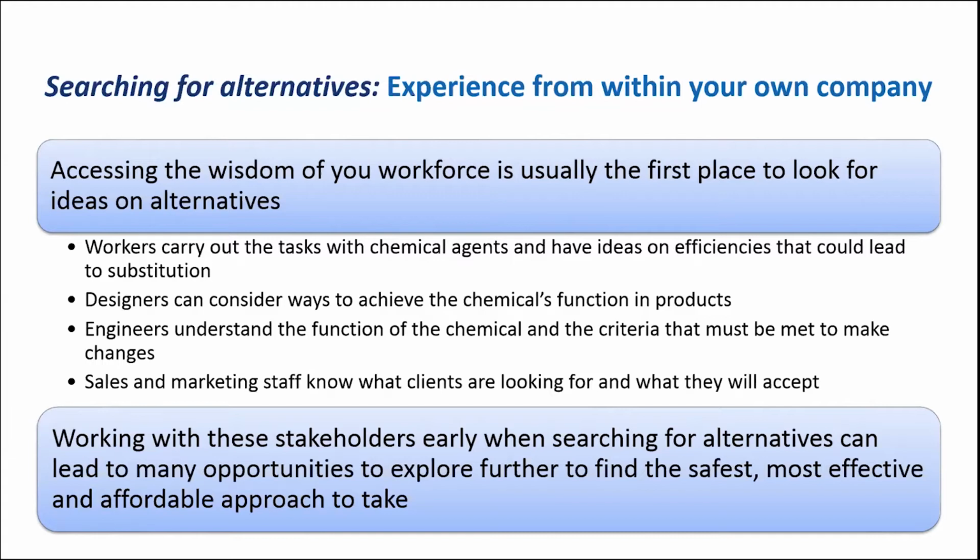The designers of your product can consider ways to achieve the chemical's function in products in different ways. Engineers understand the function of the chemical and the criteria that must be met to make changes, and that really can help guide you when you're looking for alternatives. The sales and marketing staff know what clients are looking for and what they will accept. Also really important criteria to consider when you're searching for alternatives. Working with these stakeholders early when searching can lead to many more opportunities to explore further, to find the safest, most effective, and affordable approach to take.